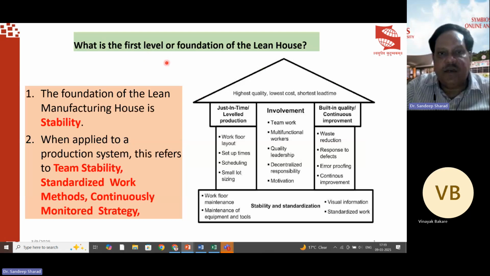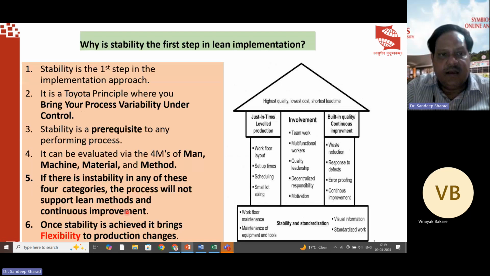So what is the first level of the foundation of the lean house? The foundation of the lean manufacturing house is stability. When applied to production systems, this refers to team stability, standardization of work, and continuously monitoring the strategy, which is the basis of the foundation. Stability is the first step in the implementation of the foundation.